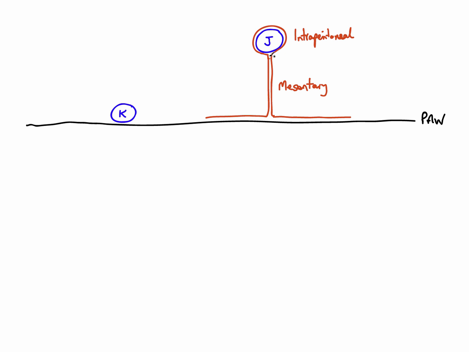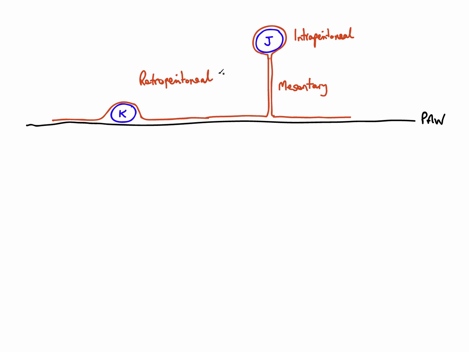Now, not all organs are suspended in the peritoneal cavity, as we can see here with the kidney. And the kidney essentially just lies behind the peritoneum against the posterior abdominal wall. So here we can see a layer of parietal peritoneum is just covering this organ, but it's not forming a mesentery. So this organ that's behind the peritoneum is known as being retroperitoneal.